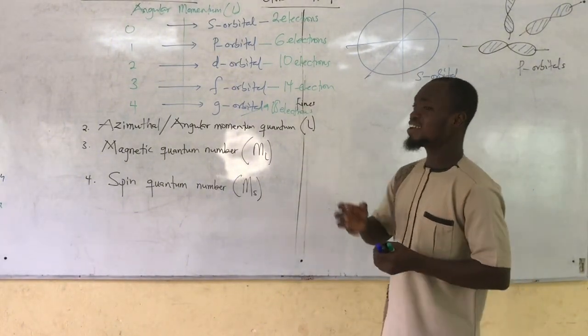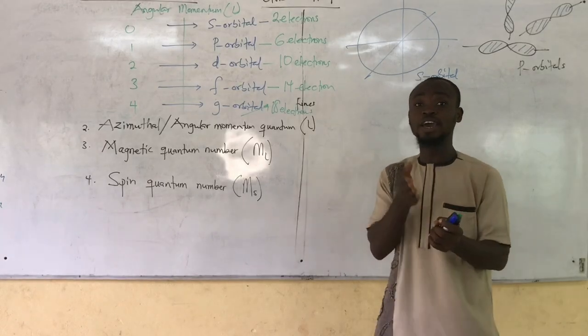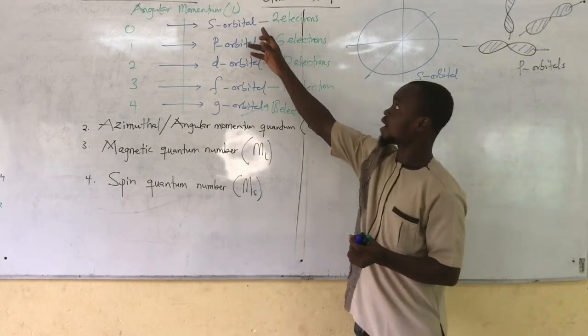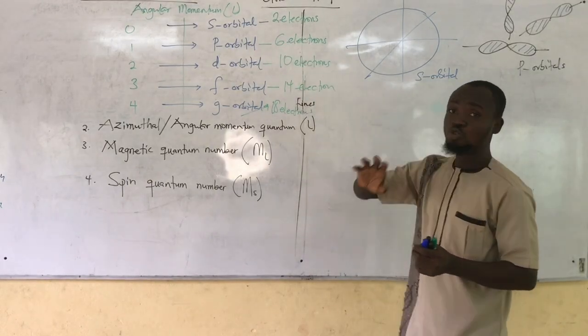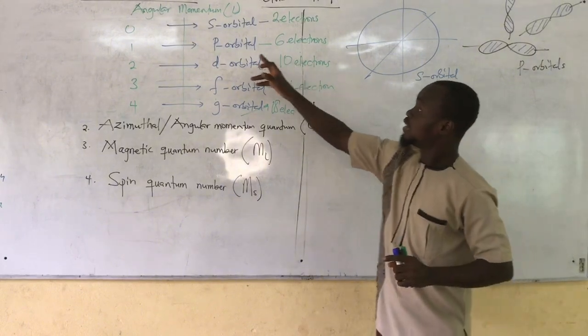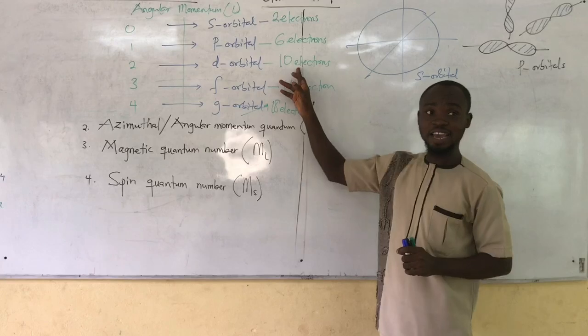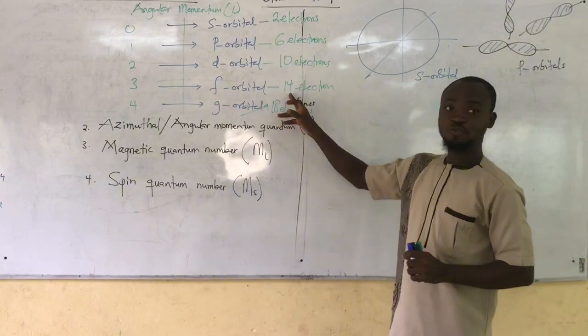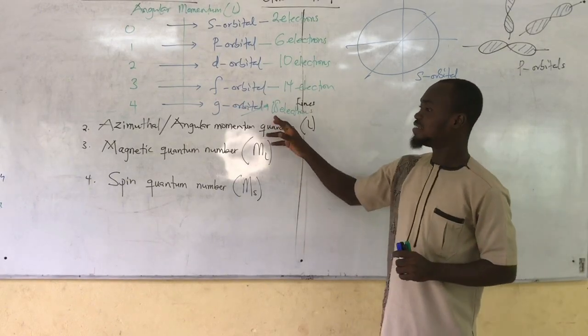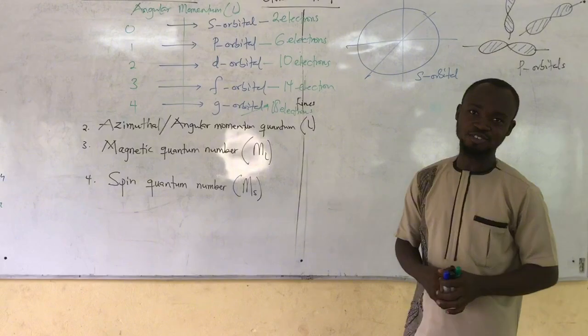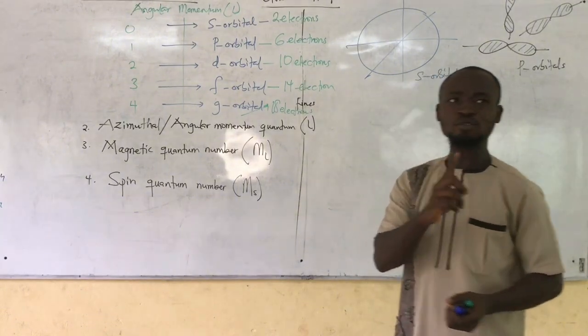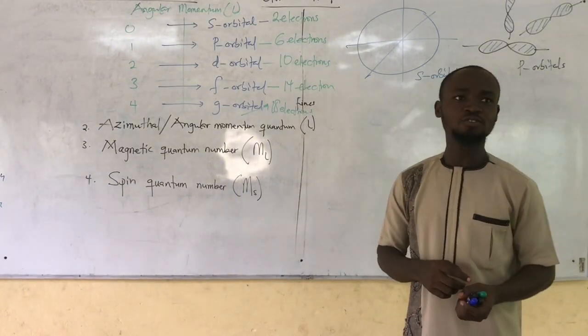Each orbital has its maximum number of electrons that can be located there. The s orbital can accommodate 2 electrons. The p accommodates 6 electrons. The d accommodates 10. The f is 14. And the g accommodates 18 electrons. Is that okay?